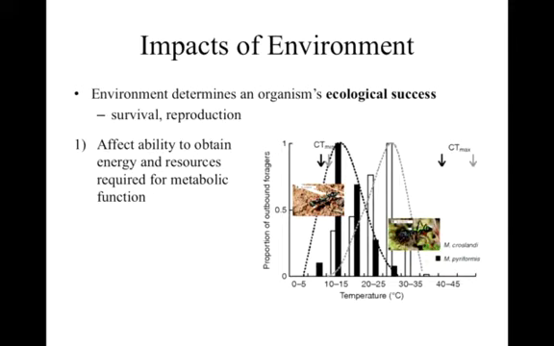And again, this is the fraction of the workers that you see out foraging at different temperatures in the two different species. And ultimately, the ability to go and collect food is going to determine how well you can grow and how well you can reproduce.